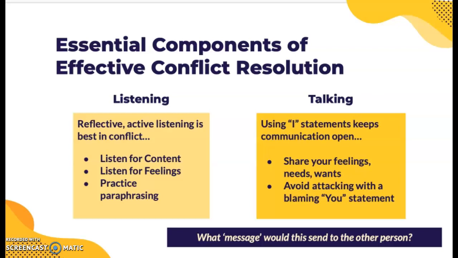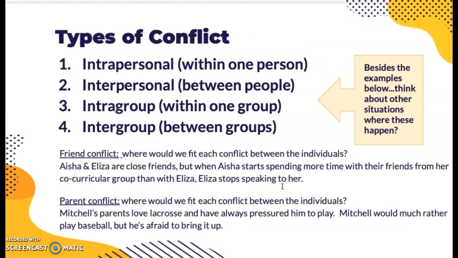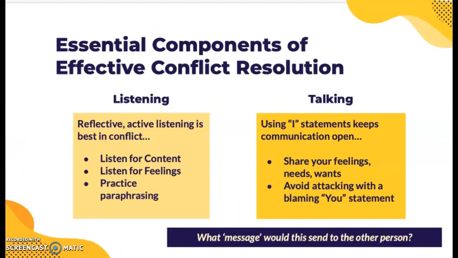So, essential components of effective conflict resolution. There's listening and then there's talking. In every conversation, there's listening and then there's talking. So as you're listening, are you being reflective and active in listening? Are you listening for content, listening for feelings, practicing paraphrasing? When you're talking, using I statements to keep communication open. Are you sharing feelings, your needs, your wants? And are you avoiding attacking somebody by blaming them? Okay, if you did that, what would that send to the person?